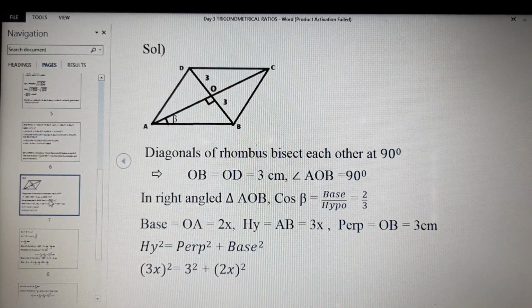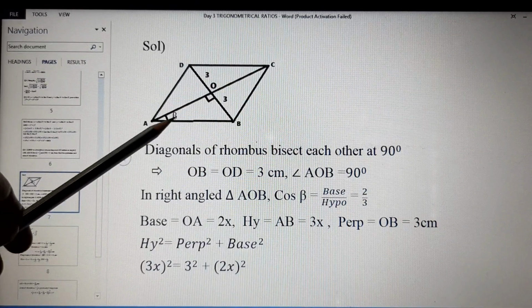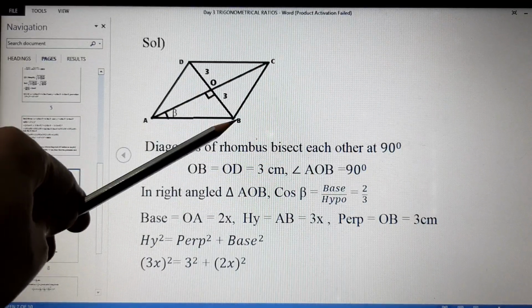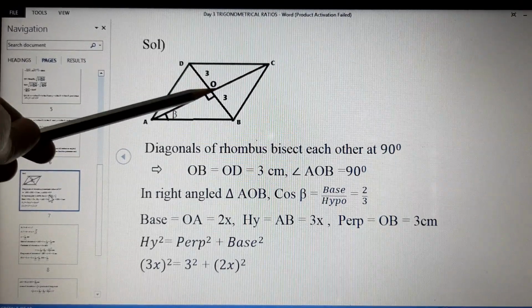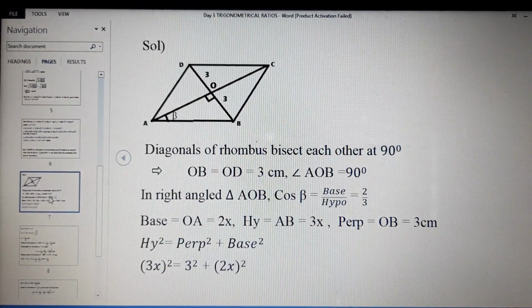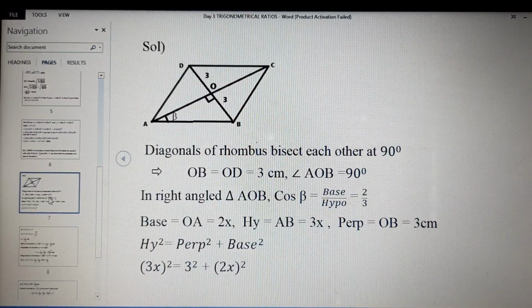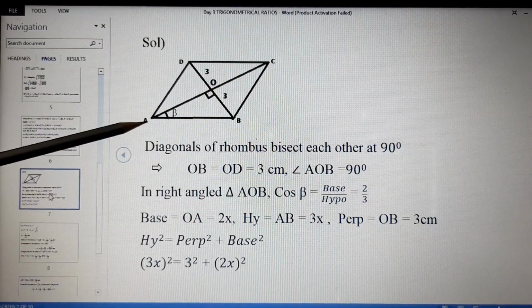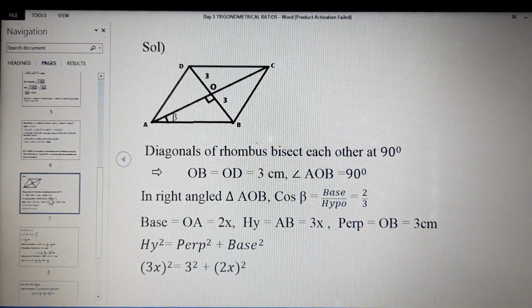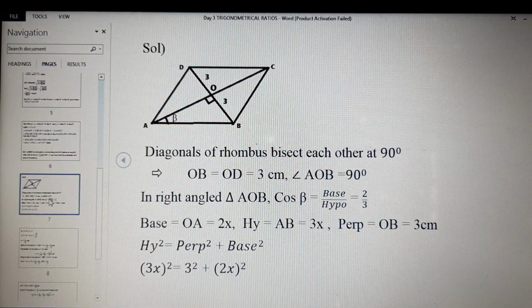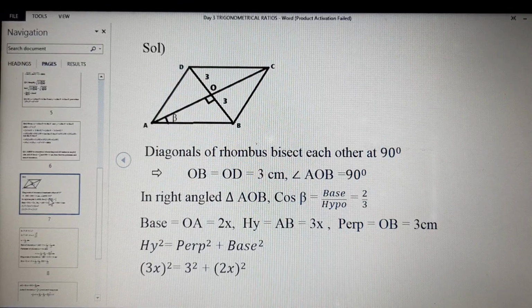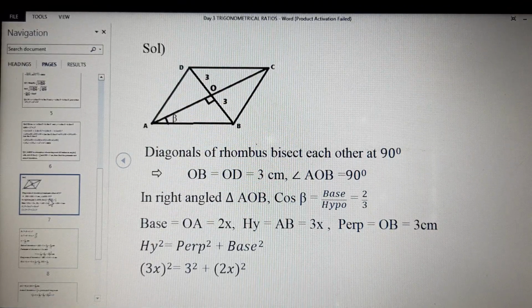In right angle triangle OAB, we have a 90-degree angle and we have angle beta also. According to angle beta, opposite to angle beta, OB will work as perpendicular and OA will work as base. So cos beta, by the definition, is equal to base upon hypotenuse. Base is OA, hypotenuse is AB. So OA is equal to 2x and AB is equal to 3x. Perpendicular was given, OB is equal to 3 centimeter.